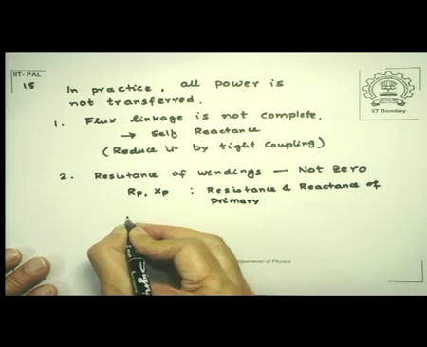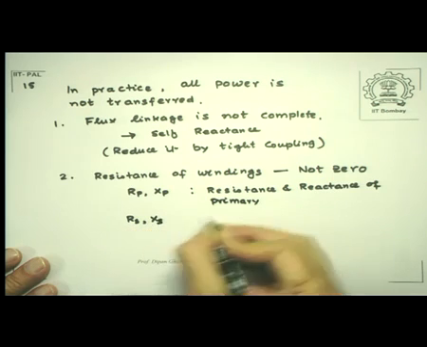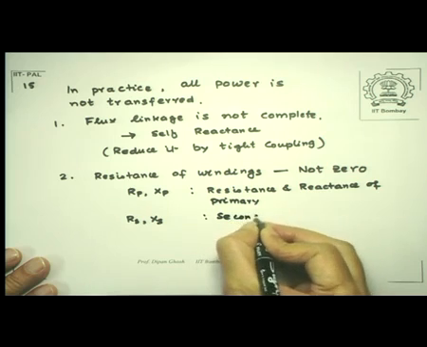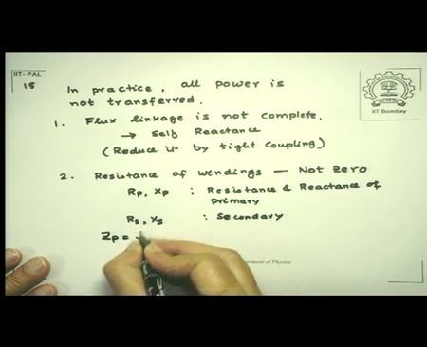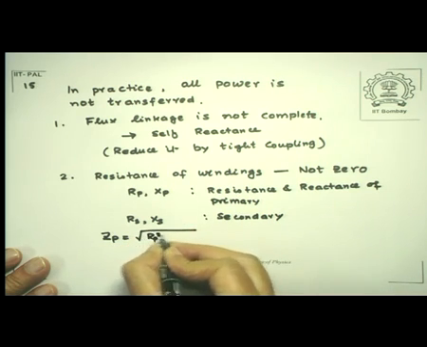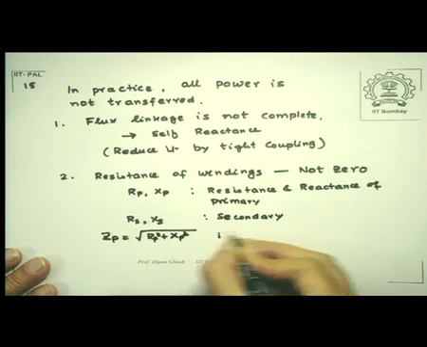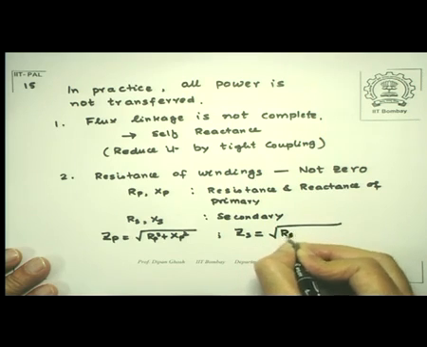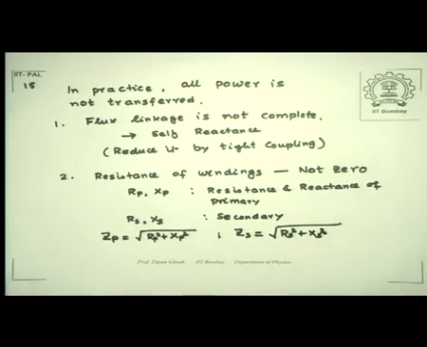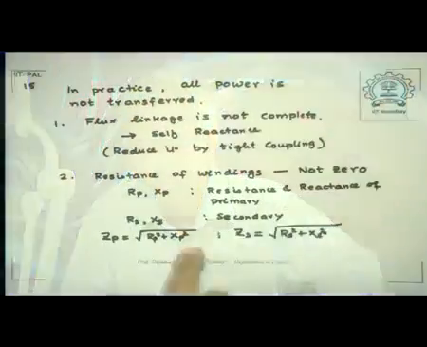And likewise Rs and Xs are for the secondary circuit. Then I know that my impedance in the primary circuit is root of Rp square plus Xp square, and like this the impedance of the secondary circuit is root of Rs square plus Xs square. Now this will in turn mean that the induced EMF across the primary is not Vp as we have assumed, but is reduced by Ip times Zp.